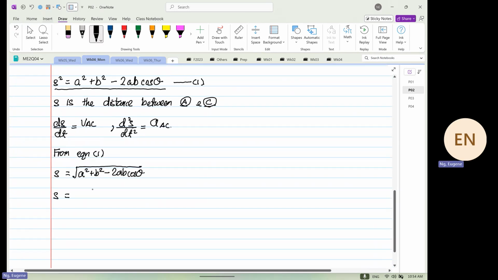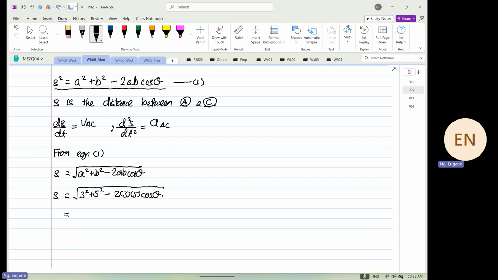So S is equal to the square root of 3 squared plus 5 squared minus 2 times 3 multiplied by 5, and then we just do a cos theta. Okay. So over here, 3 squared plus 5 squared. So 25 plus 9 is equal to 34.